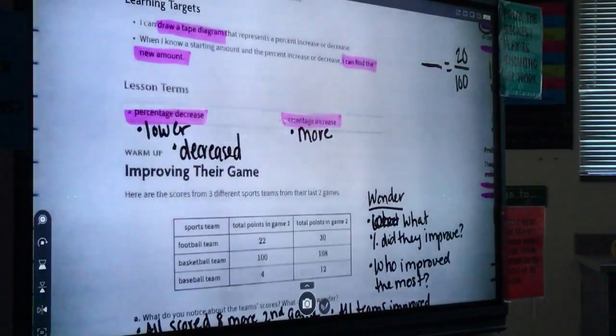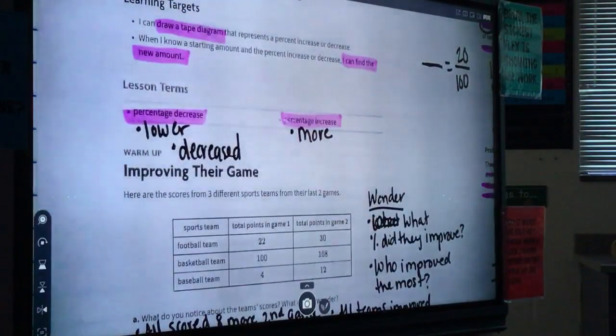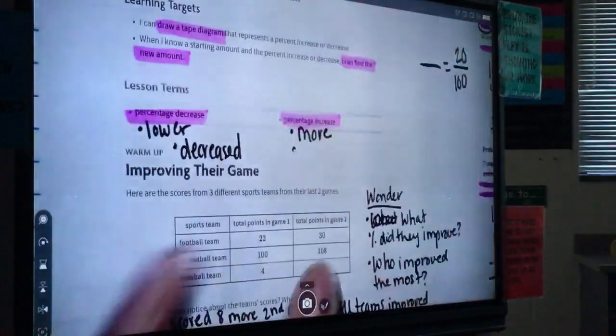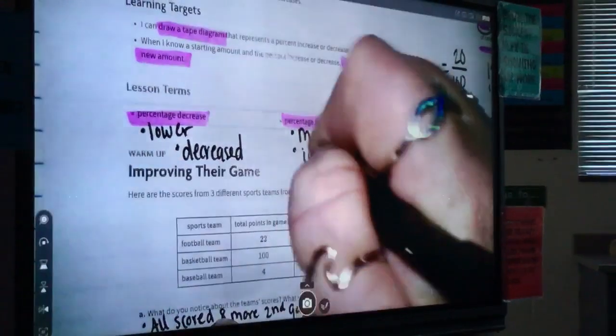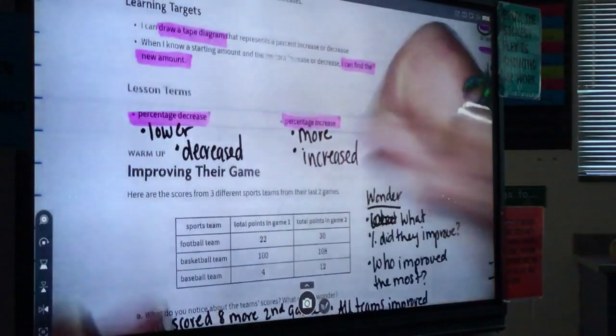We're just pulling words that we're encountering today. Yes, I know we know that less means decrease. I know that just the words that we are encountering today only. All right, what's one that goes with percentage increase? Charles. Increased. All right, flip your paper back over.